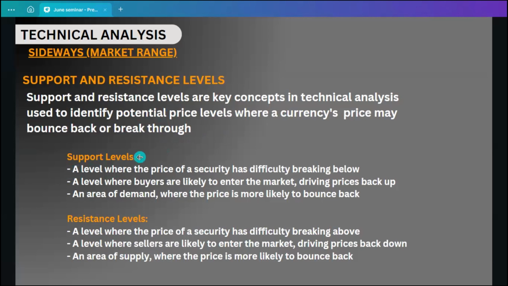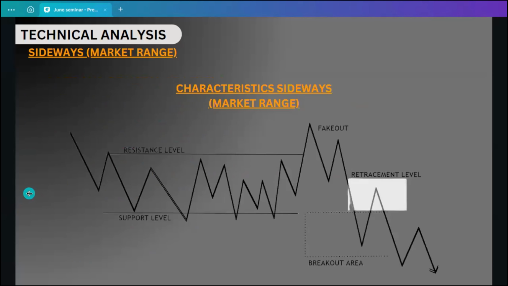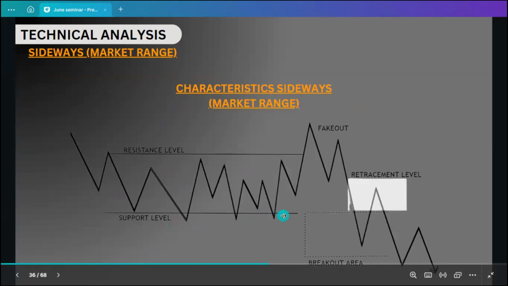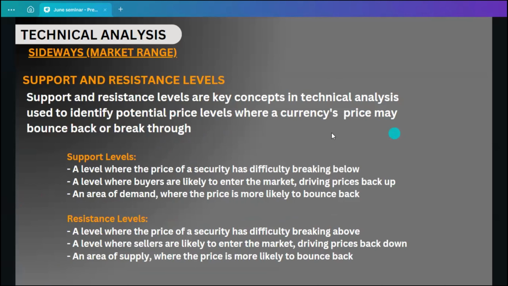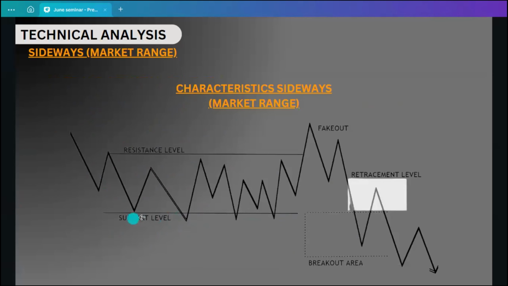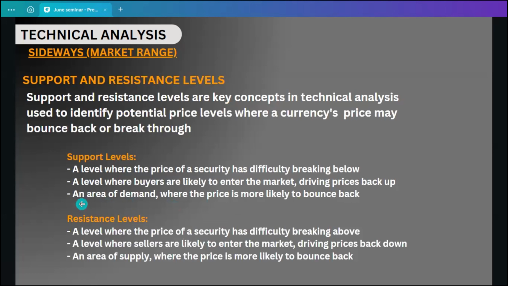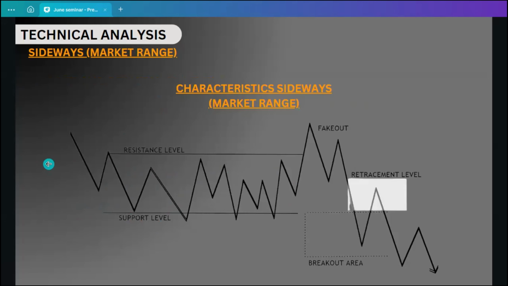Now, what are support levels? Support levels are levels where the price of a security, currency, commodity, or crypto has difficulty breaking below. As you can see, if you break this area, that's the difficulty breaking below. A level where buyers are likely to enter the market, driving prices back up. So you can see prices are bouncing back off. So buyers are entering on that area. Support levels are also areas of demand where the price is more likely to bounce back. I will do a video on supply and demand so you guys can get the whole theory around it.